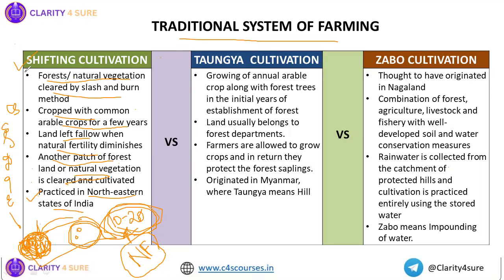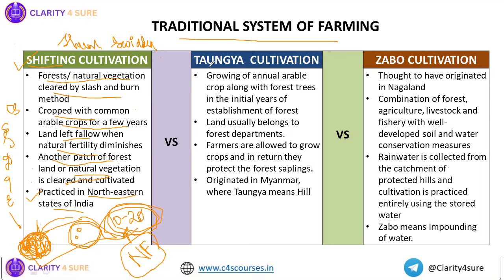Now, it is known as what? Shifting cultivation, or it is also known as jhum cultivation. And there is another term for shifting cultivation, that is Sweden cultivation. So these are the three terms for shifting cultivation: shifting, jhum, and Sweden cultivation. So this is about shifting cultivation.